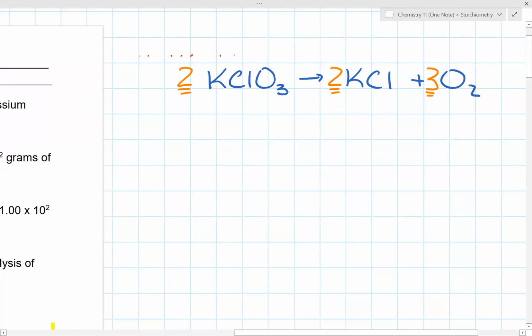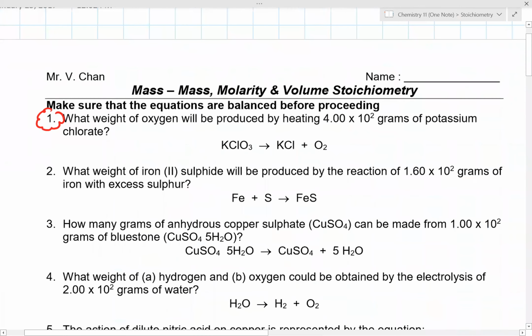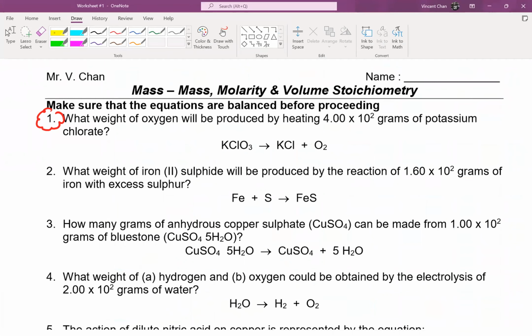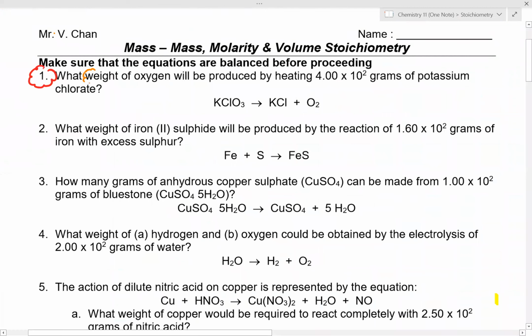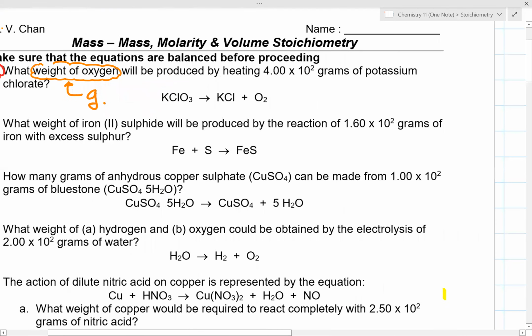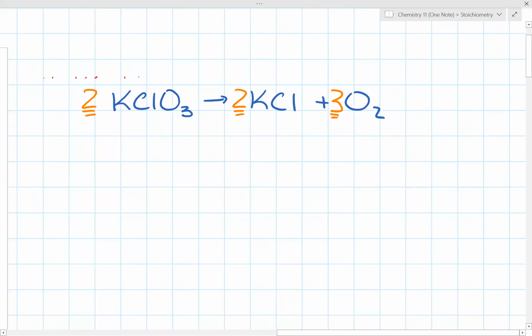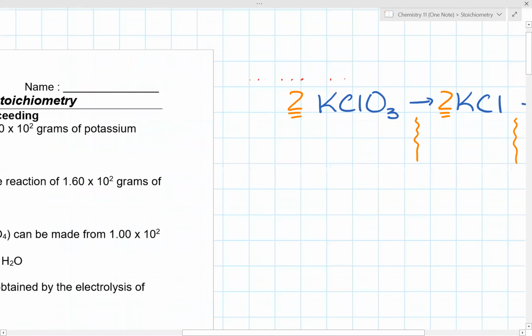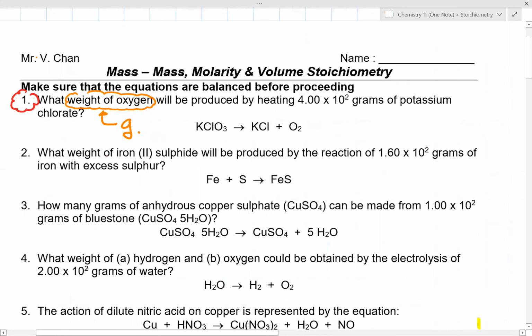Okay? Now we read the question. It says, what weight of oxygen? So when you see weight, that means it's in grams. So here, if we were to break this down, this is X grams. And what are you given? It says 400 grams of potassium chlorate.